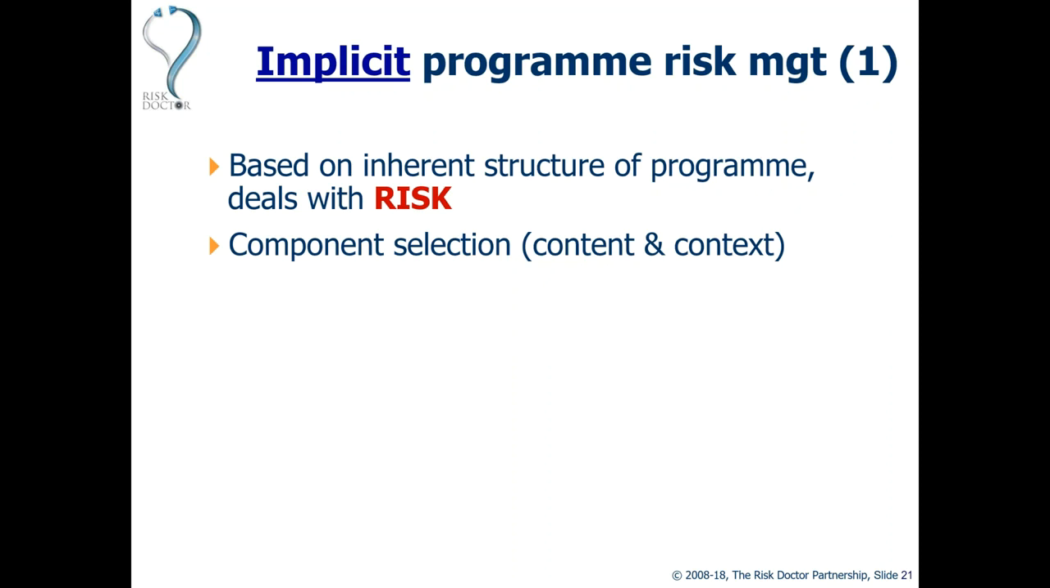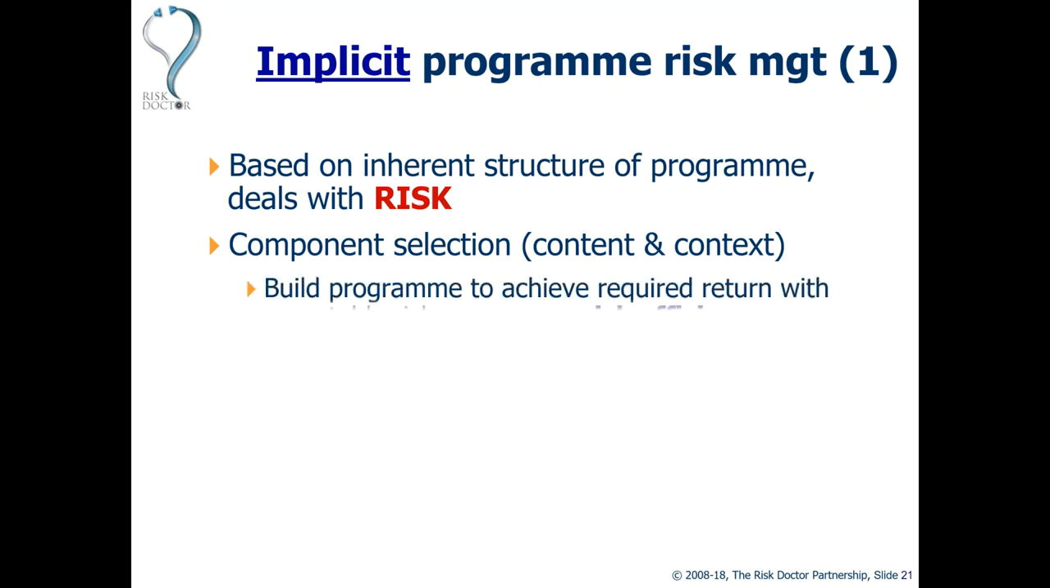And we can modify and moderate component selection as we go through the program. If we find that the program's overall risk exposure is too high, we might have to remove or reduce some components. Or perhaps we find that it is too low and we're not taking enough risk to achieve the strategic benefits and value that's required, and we might add some more risky components. So we can build the program to achieve the required return with an acceptable level of risk exposure.